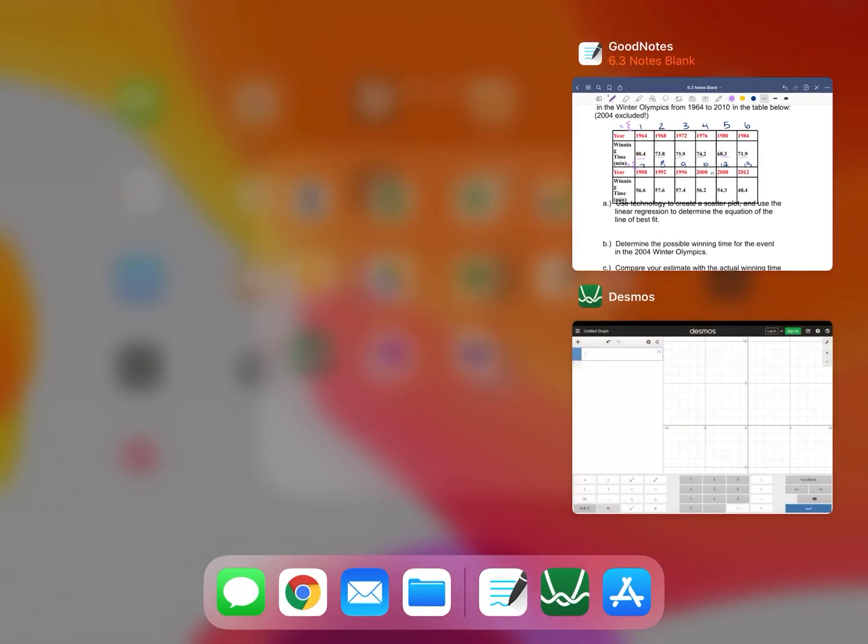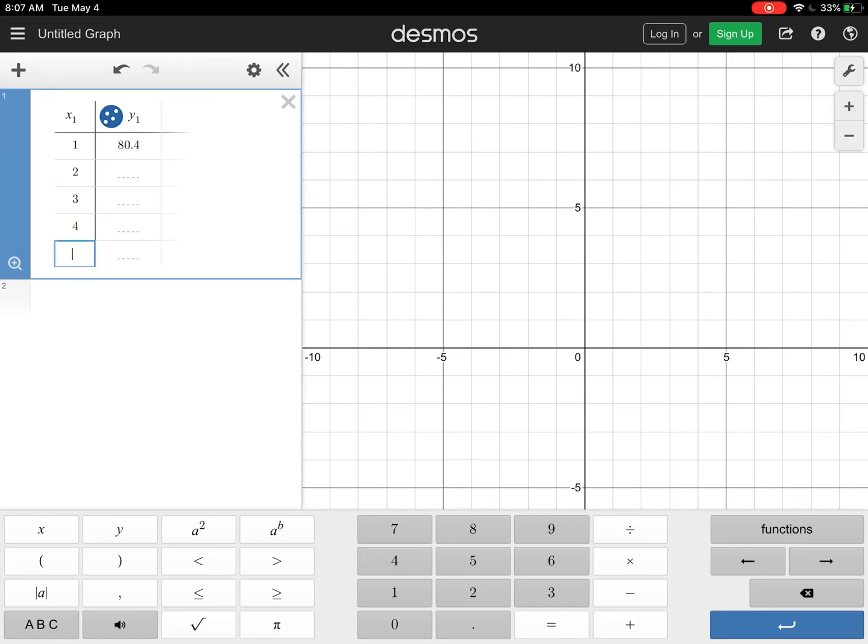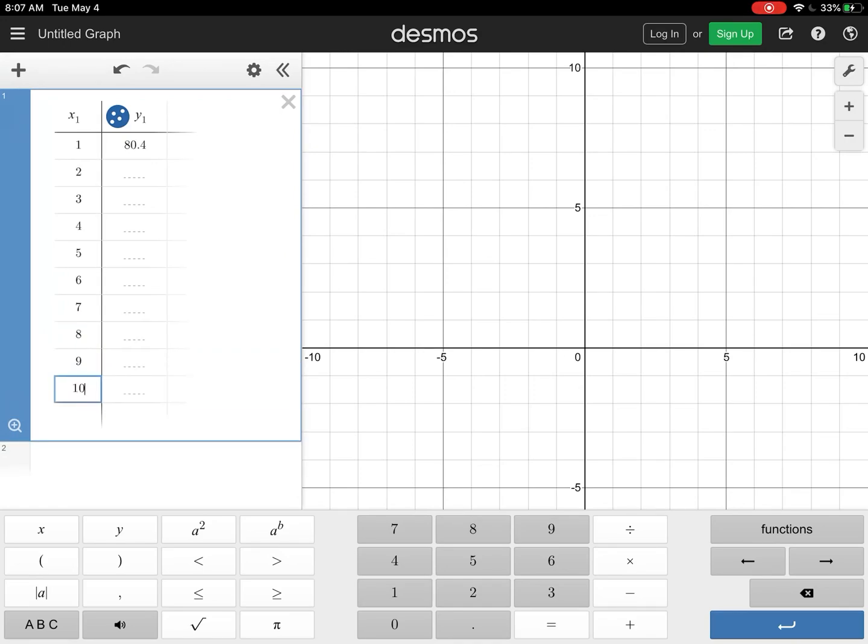So we're going to go to Desmos. We are going to go to our plus, and then to a table, and this is where we're going to input our data. Year 1 was 80.4. Year 2, and I'm just going to go 3, 4, 5, 6, 8, 9, 10. We skipped year 11, 12, and 13.